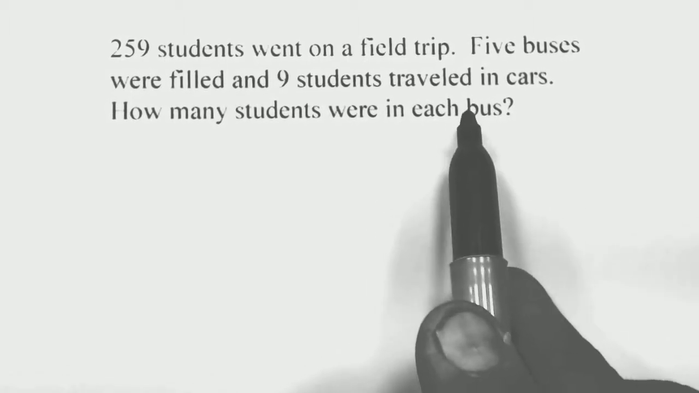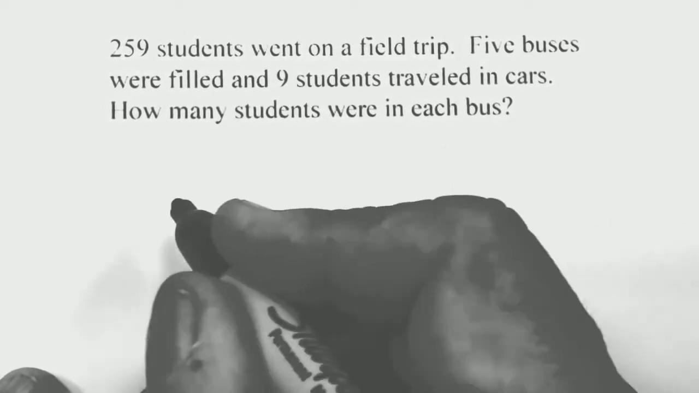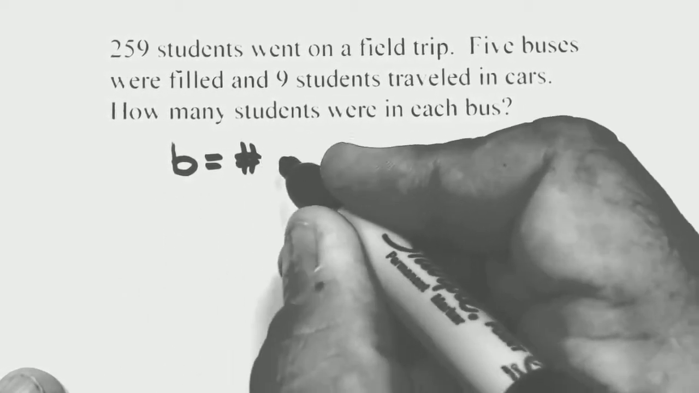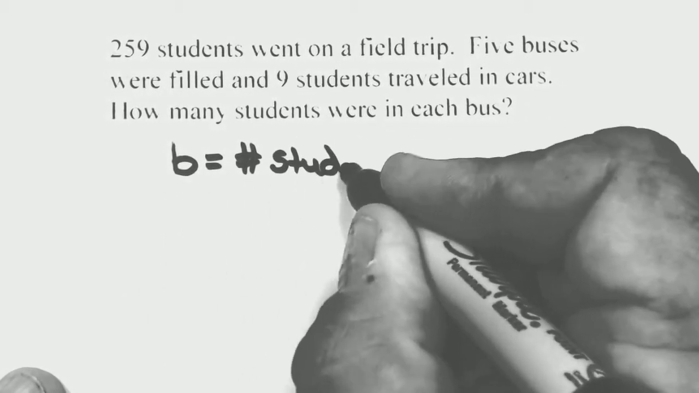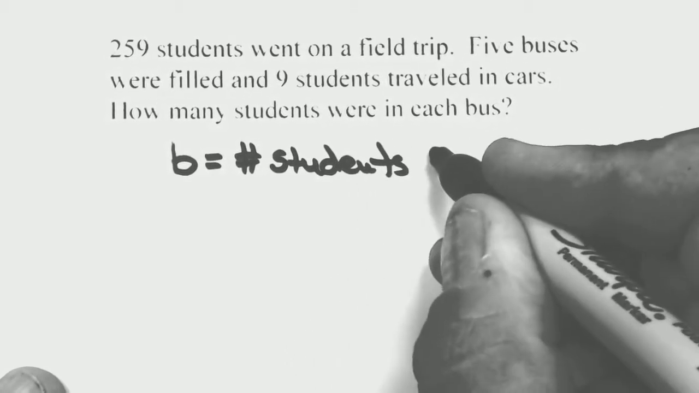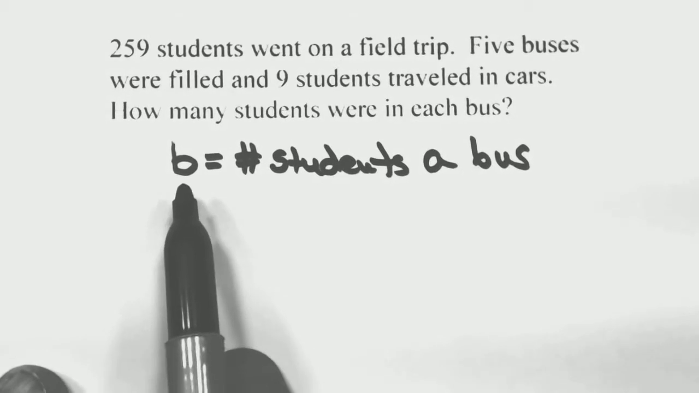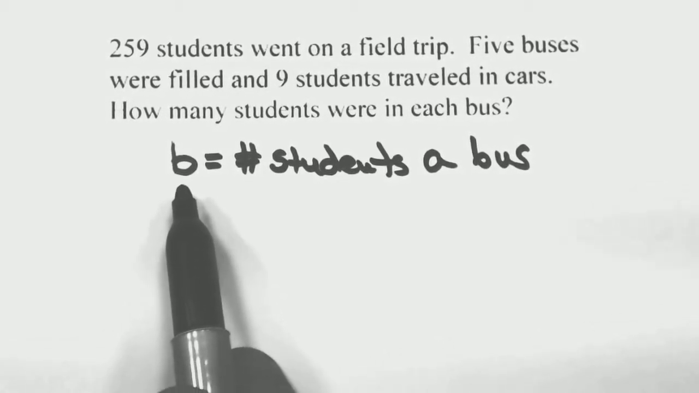Okay, well they want to figure out how many students were in each bus, so let's say B equals the number of students in a bus. Okay, you could use any variable you want. Could have used S for students or your old favorite X or Y. Anyway, let's figure out how many total students.